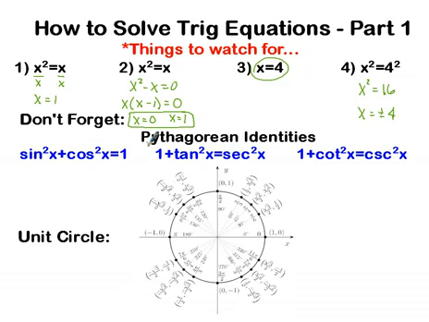Don't forget your Pythagorean identities. Sine squared plus cosine squared equals 1, and 1 plus tangent squared equals secant squared, 1 plus cotangent squared equals cosecant squared. Your unit circle. And remember, all students take calculus, or another stupid trig chart. All trig functions are positive in the first quadrant, only sine in the second quadrant, only tangent in the third, and only cosine in the fourth.